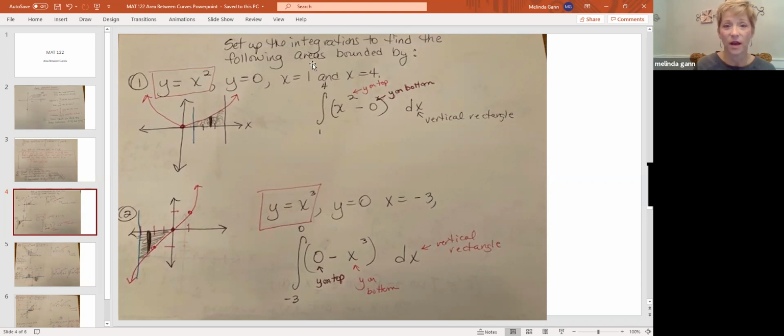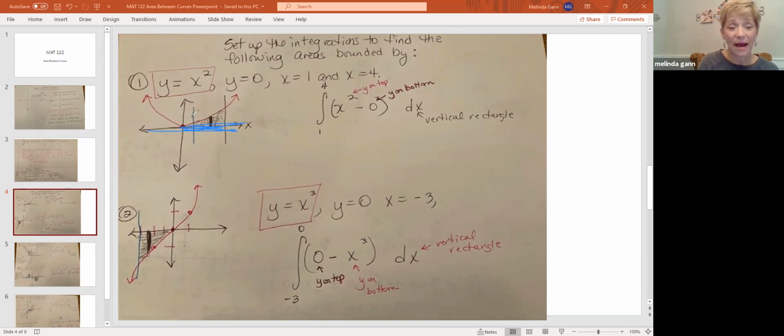All right, it says set up the integrations to find the areas bounded by. So one of your fences, one of your boundaries is y equals x squared, that parabola. So I drew it in one color and I even boxed it in that same color so I wouldn't get lost. Another boundary is y equals 0. Okay, so you know y equals 0 is another way of saying just your x-axis. So I'm gonna do it in this color so it's blue. It's really on the x-axis up there, but I'm trying to make sure you see it. Okay, then you have to go x equals 1 to x equals 4.